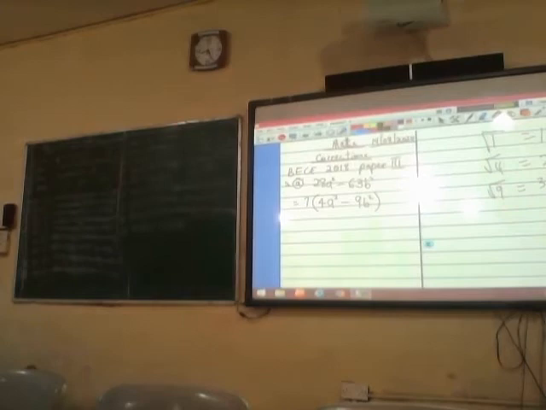Is 8 a perfect square? Yes or no? I said a perfect square is a number that when you find the square root, you get another whole number. The square root of 8, is it a whole number? No.